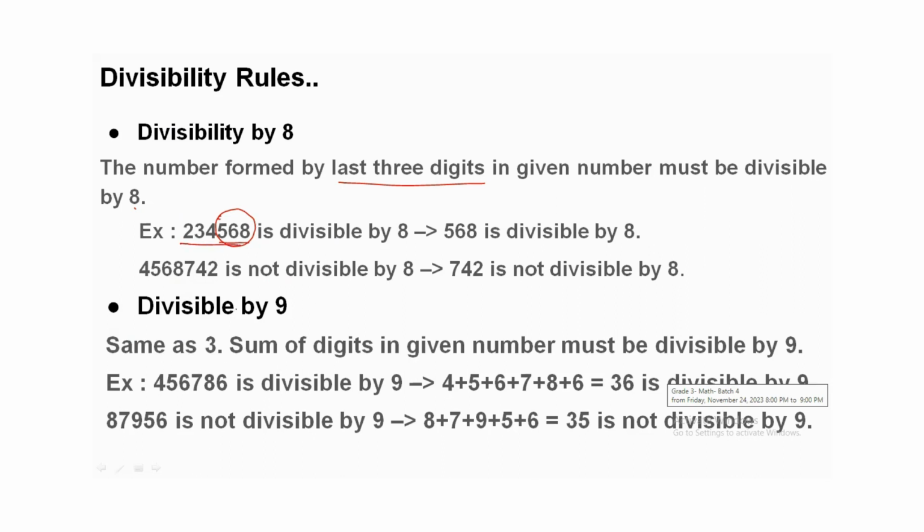Now we have our divisibility rule for 9. The divisibility rule for 9 is the same as the divisibility rule of 3. Suppose we have a number like 456,786. We add all the digits, and after adding them we get 36. 36 is divisible by 9, since 36 is in the table of 9. So that's why this whole number is divisible by 9.